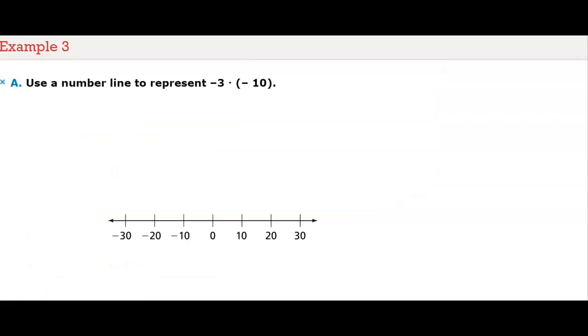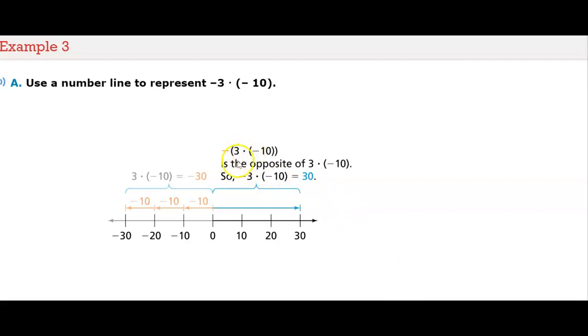Part A. Use a number line to represent negative 3 times negative 10. So here we see the negative 10. We start at 0. We go back 3 times because we're multiplying negative 3. And because it's negative, we're going to the left. So we go back 3 times negative 10. So negative 10 times 3 is equal to negative 30.